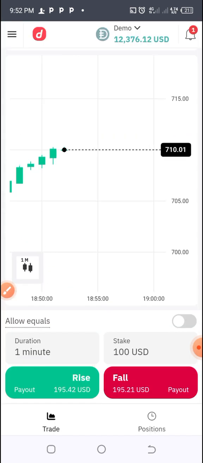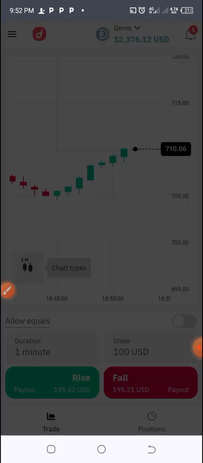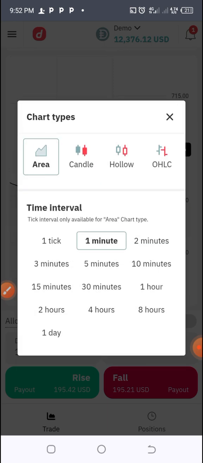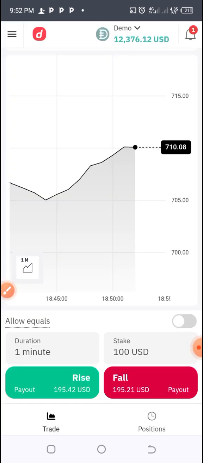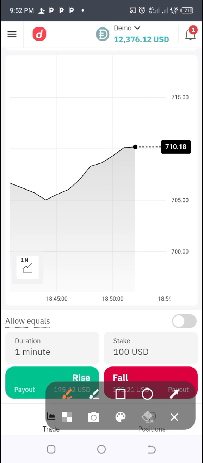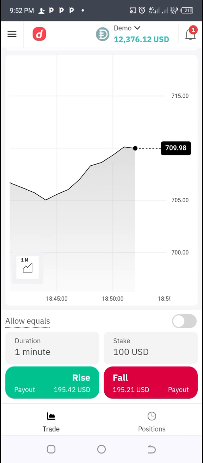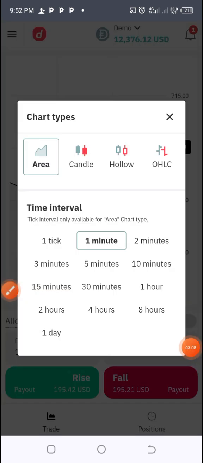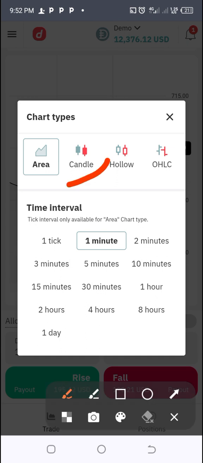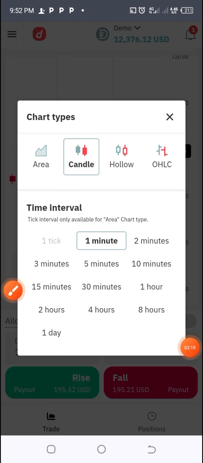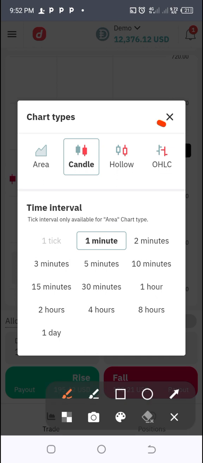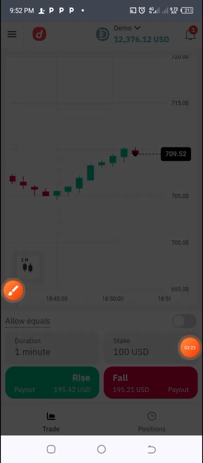And you just go here. This chart by default will be an area chart. So I want you to click on this area icon, then you go here and select the candles, and you make sure you are on 1 minute. This 1 minute should be tallying with the 1 minute duration. So you also click on candle, then you click on this one to remove it, so it is set.